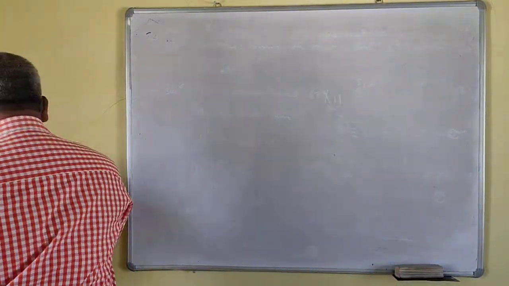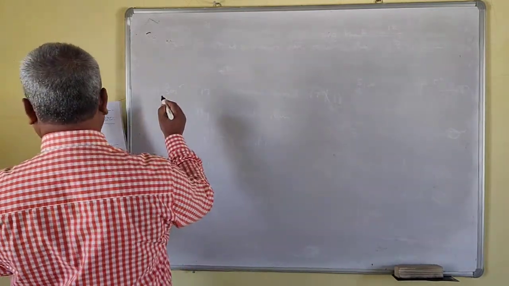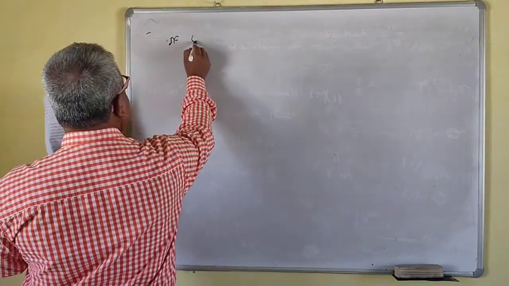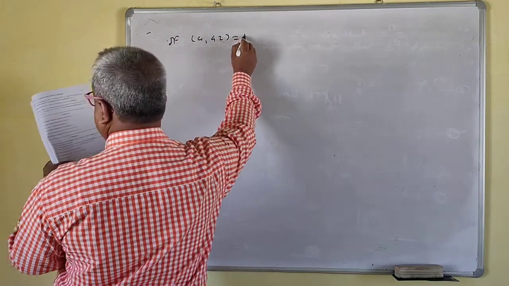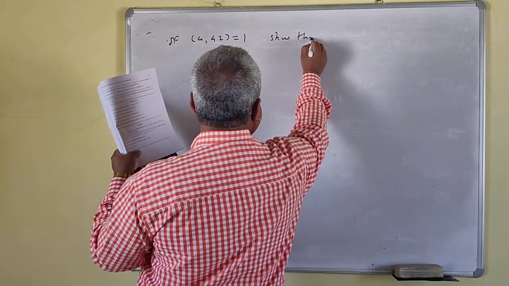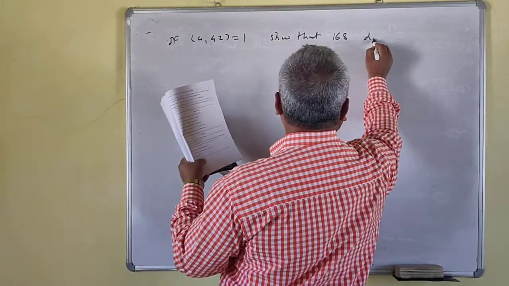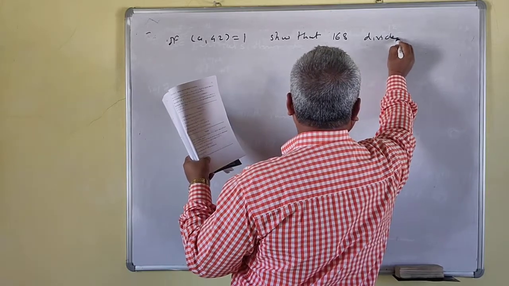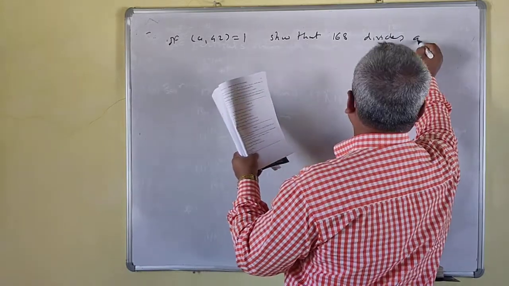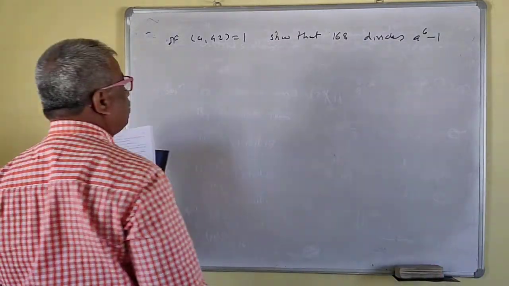We'll take the next problem. If gcd(a, 42) is 1, show that 168 divides a raised to 6 minus 1. Okay, so I hope that you can do this.